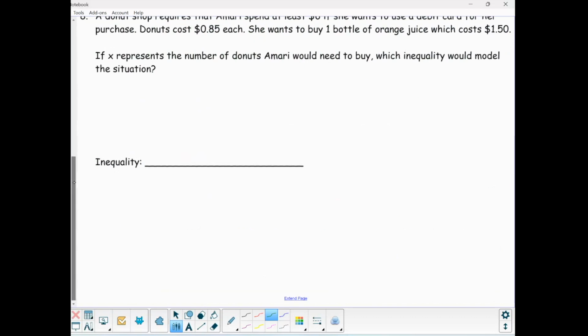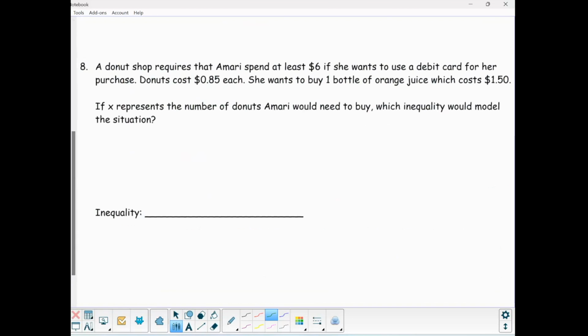Alright, so number 8. It says a donut shop requires that Armani spends at least $6 if she wants to use a debit card for her purchase. Donuts cost 85 cents each. She wants to buy 1 bottle of orange juice, which costs $1.50. If X represents the number of donuts Armani would need to buy, which inequality would model the situation?